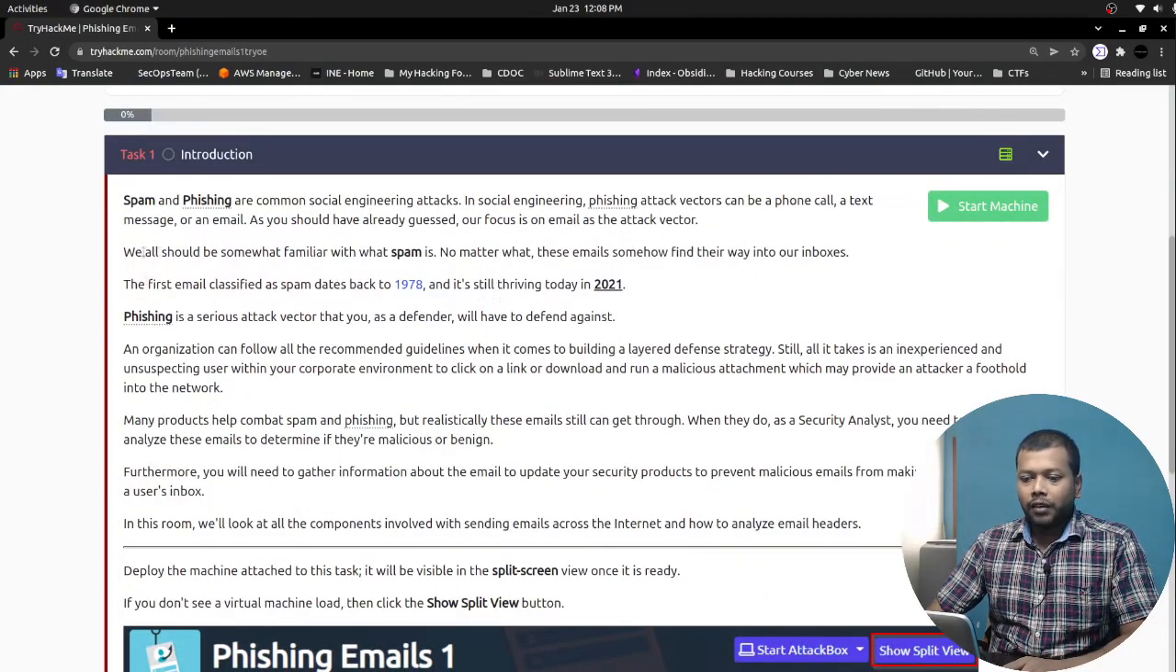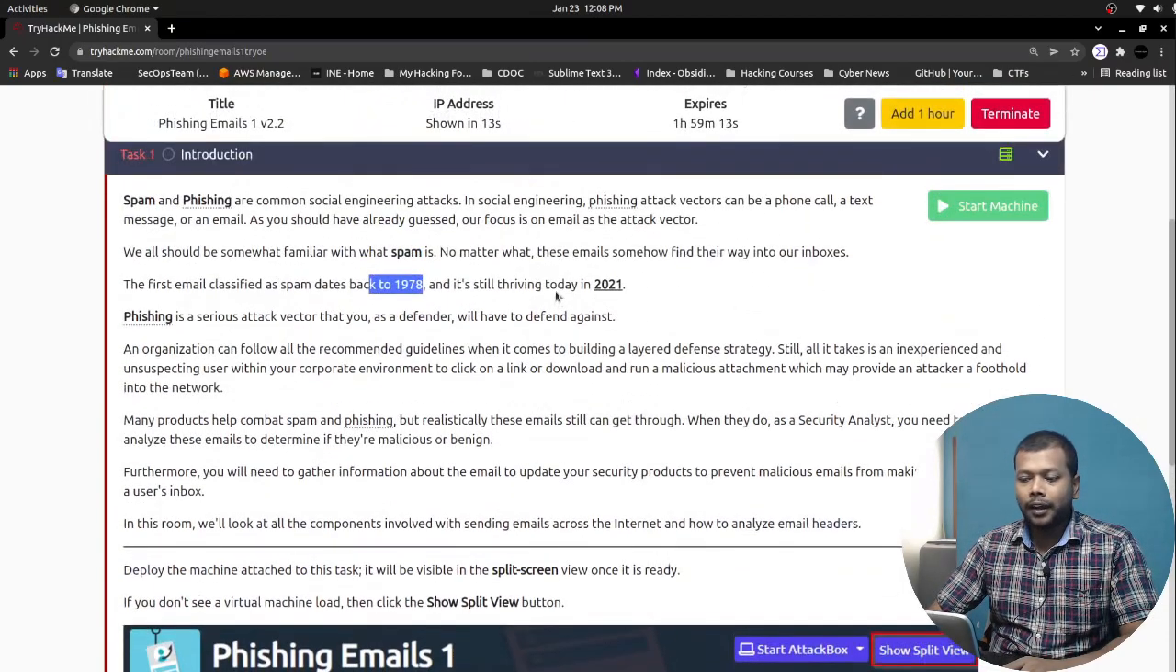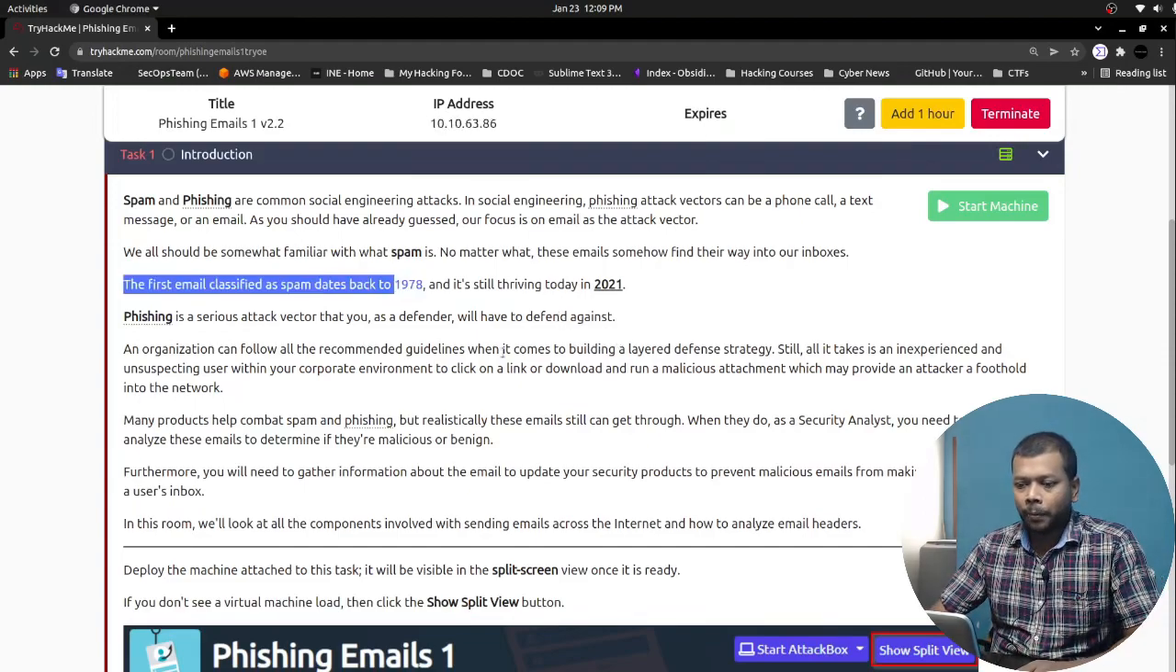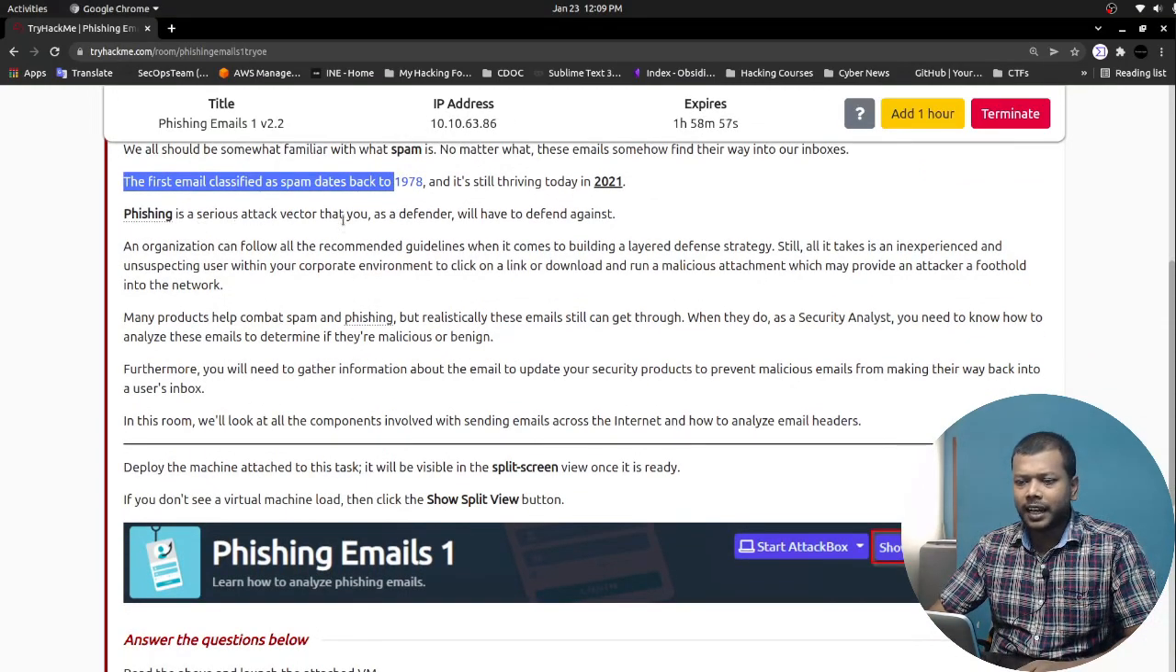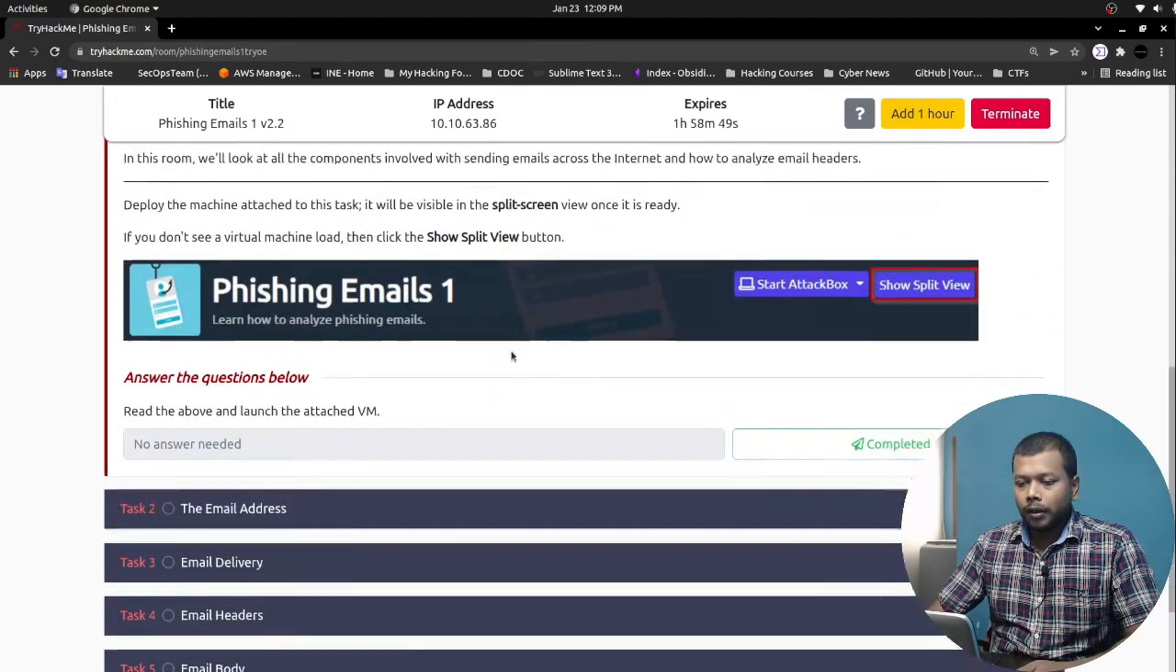We all should be somewhat familiar with what spam is. Here they gave the history of spam emails. The first spam email was detected in 1978. And see the evolution of phishing emails. It evolved and came till 2021. Still, most threat actors use phishing emails as their primary weapon. So phishing is a serious attack vector that you as a defender will have to defend against. They gave some brief introduction about phishing.